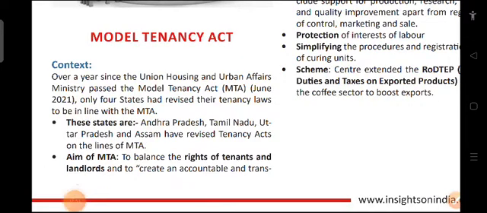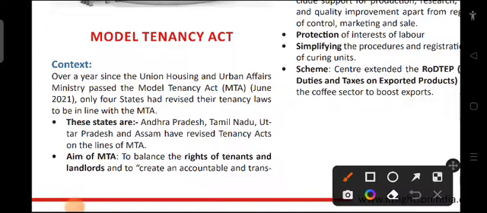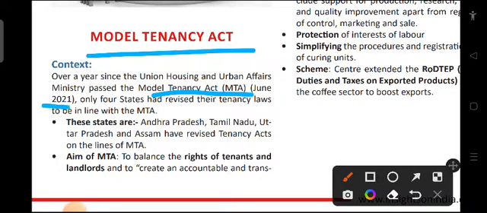So the next news is about the Model Tenancy Act. What is the context? Over a year since the Union Housing and Urban Affairs Ministry passed the Model Tenancy Act, MTA, in June 2021, only 4 states have revised their tenancy law to be in line with MTA. So over the years, since the Union Housing and Urban Affairs Ministry passed this MTA Act, only 4 states have revised it. Other states, they have not done any action.